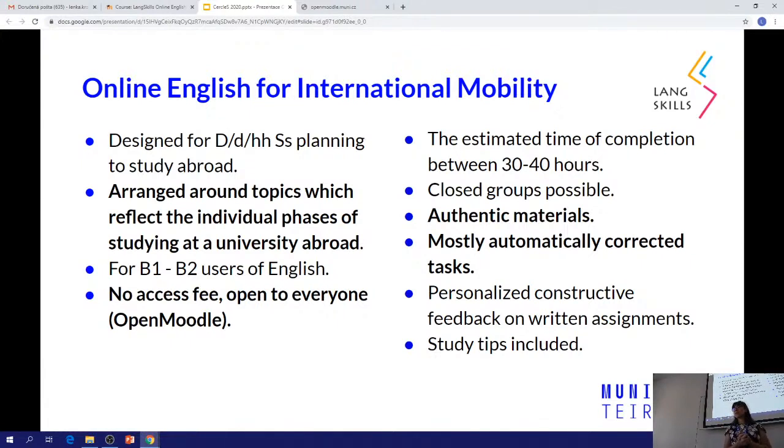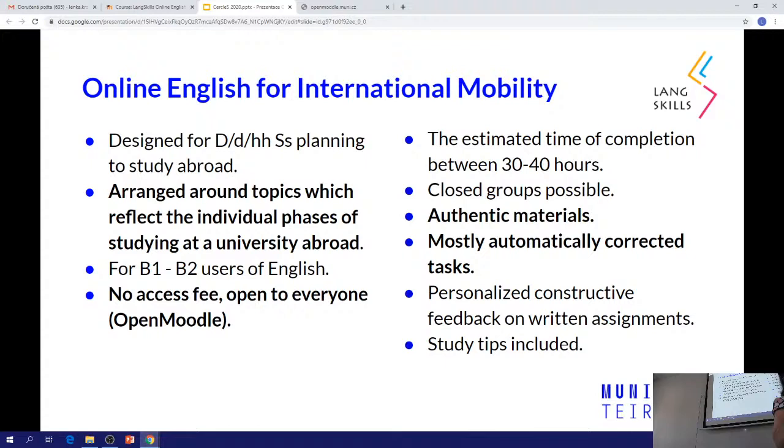This course is arranged around topics that mirror the different stages of going abroad. So it starts when the students write to the international office and tell them, I have this and this need, I need this and this accommodations. Then arranging to meet a buddy at the airport, get to know them, and other stuff. There is no fee to use the course, so you may have a look around.